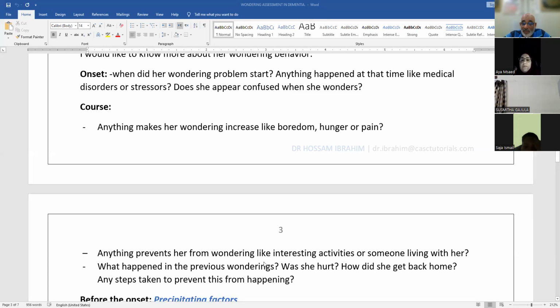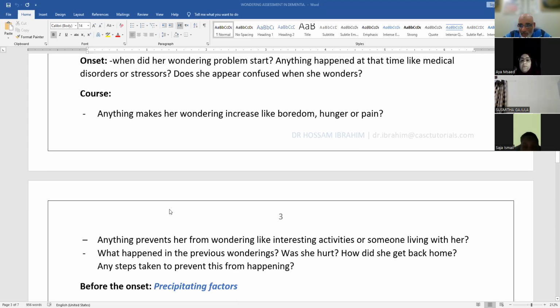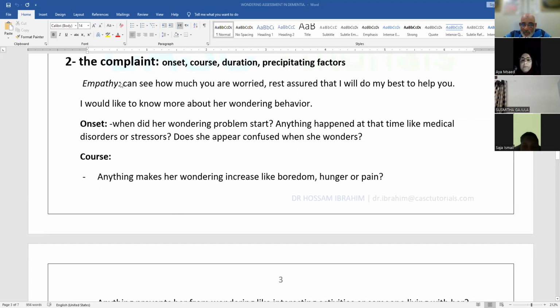Does anything prevent her from wandering, like interesting activities or someone who's living with her? So we want to know what increases it, what decreases it, and what happened in the previous wanderings. Was she hurt? How did she get back home? Were any steps taken to prevent this from happening? So this is regarding the course. Okay, are you with me, Doctor, so far? So the first thing we wanted to know is the onset, the course, and duration of wandering.